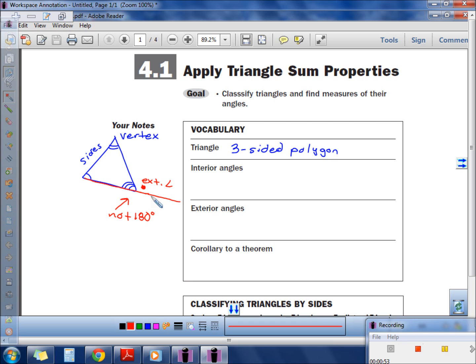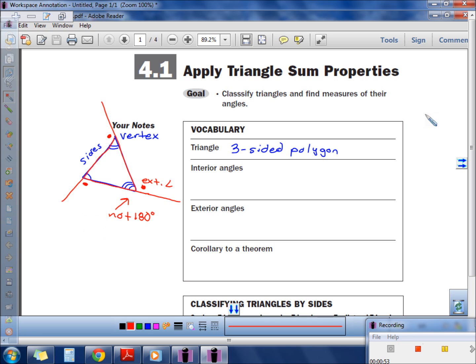You can have exterior angles on every vertex. I could have done one over here as well. How would I do that? I'd take a side and I'd extend it. Is it the 180 part? Nope, it's the other part. That's another exterior angle. I could also do this one up here, and it's that one right there. I have three exterior angles.